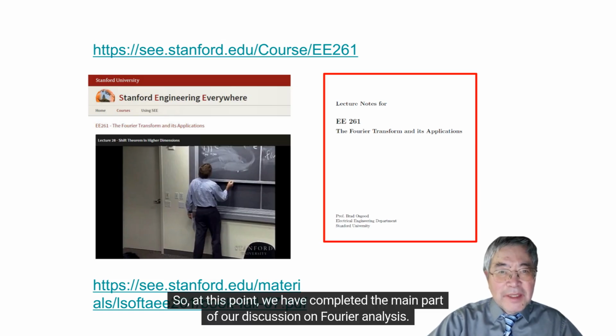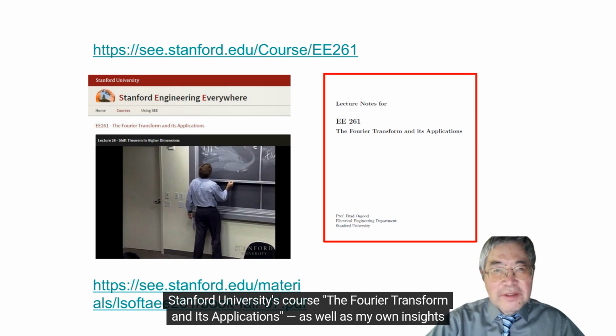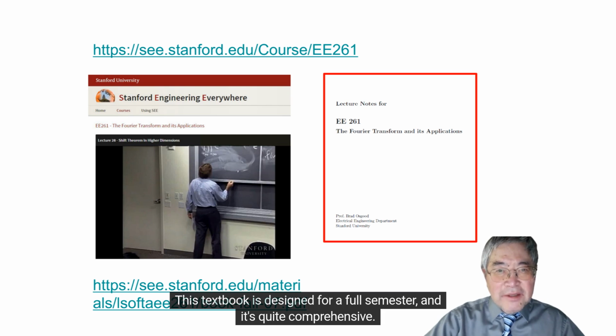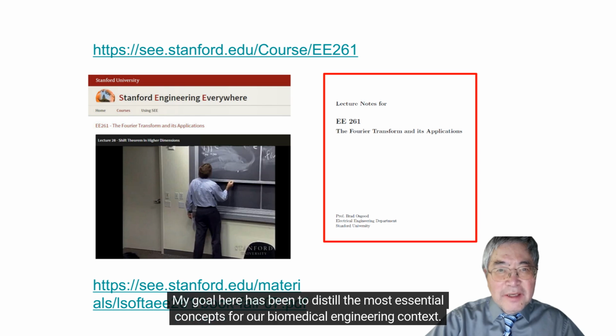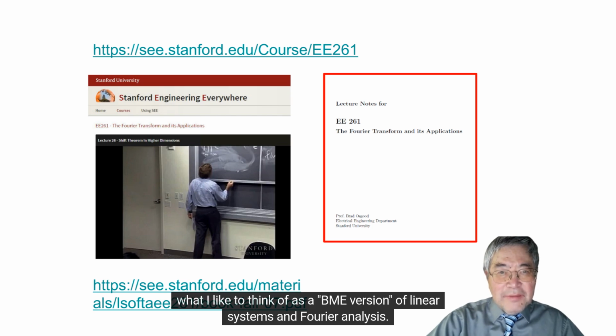So at this point, we have completed the main part of our discussion on Fourier analysis. In preparing these lectures, I've drawn from multiple resources, including this excellent textbook from Stanford University's course, The Fourier Transform and Its Applications, as well as my own insights and examples. This textbook is designed for a full semester, and it's quite comprehensive. My goal here has been to distill the most essential concepts for our biomedical engineering context. I've also added examples and explanations from other sources, as well as my own understanding, to create what I like to think of as a BME version of linear systems and Fourier analysis.